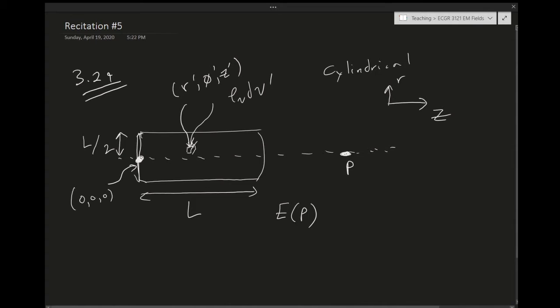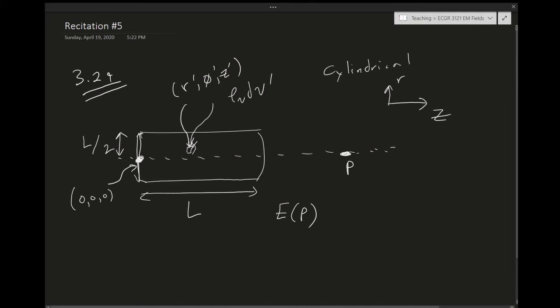Then let me see if I can get some color here. So what can I say about the field at point P? I want P to be general, so I want P to be possibly inside the cylinder, or outside the cylinder, or on the edge of the cylinder. So what can we say in general about the field at any point P? Well, what we can say is the following.